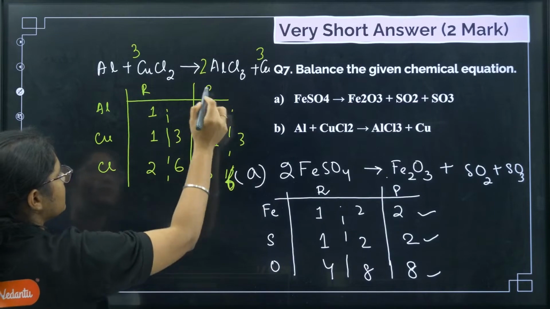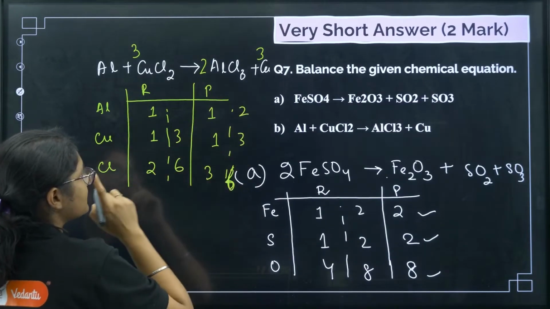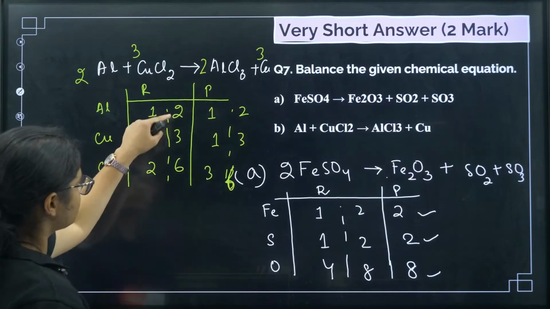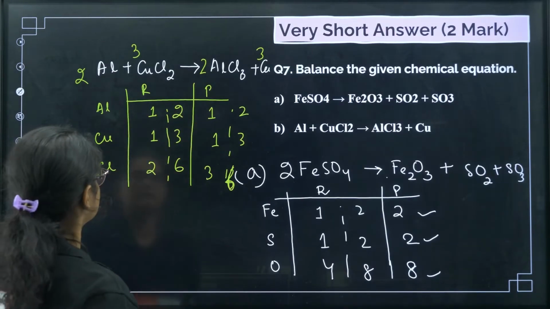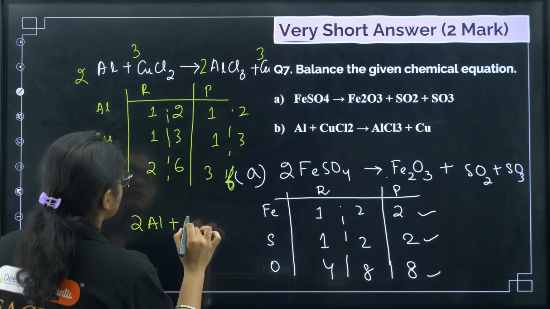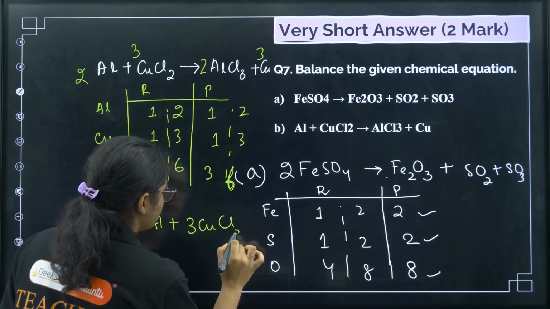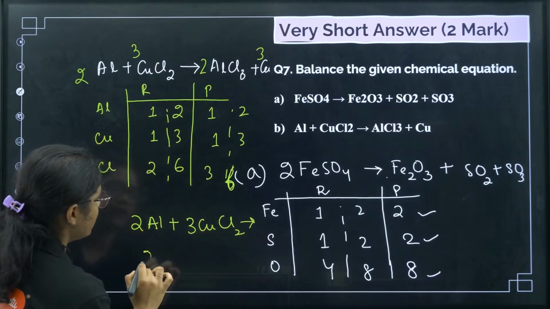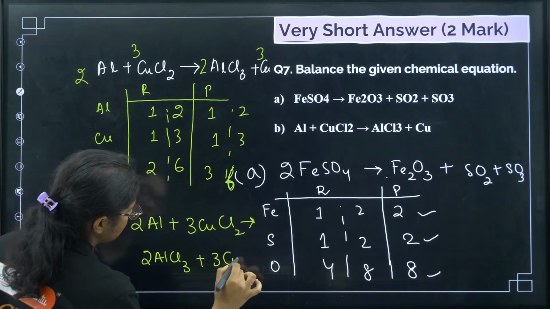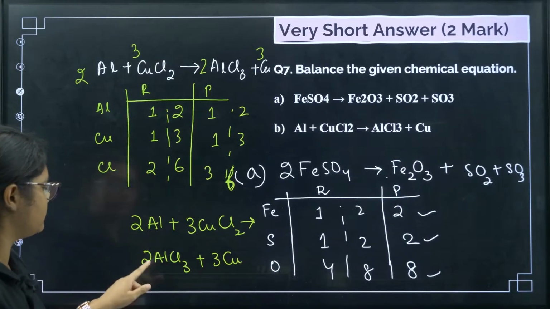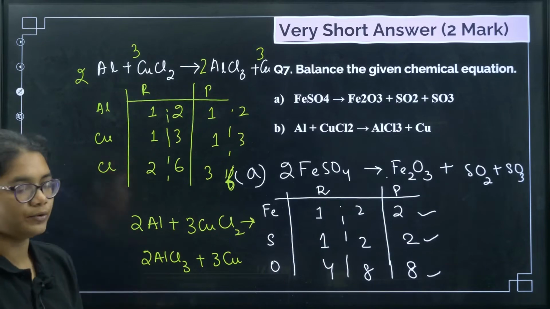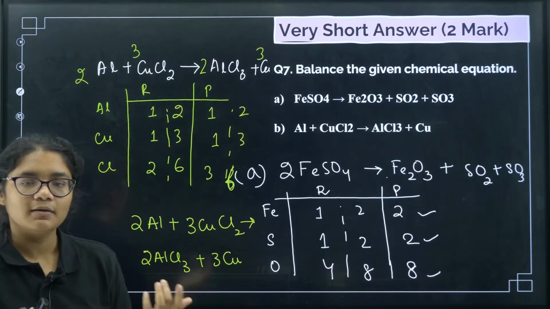Now if you see aluminium, if I multiply this one, aluminium has become 2. So I need to multiply 2 here. So I'll get 2 aluminium. 2, 3, 6, 2, 3 and 6. So what can I say? 2 Al plus 3 CuCl2 gives me 2 AlCl3, okay, plus 3 Cu. So now if you see 2 aluminium, 3 copper, 6 chlorine and then 6 chlorine. Okay. So the reaction is again balanced.